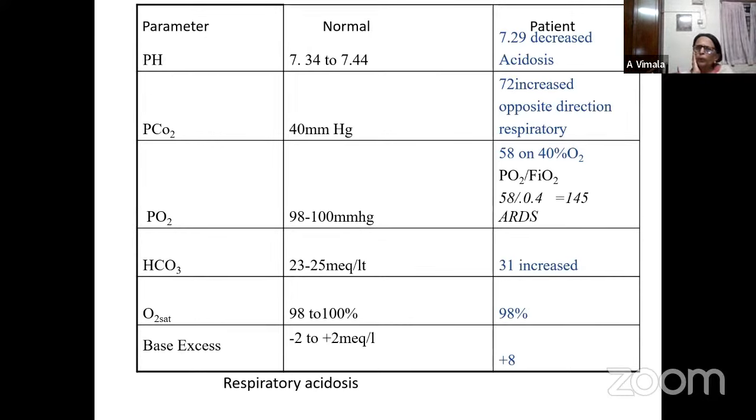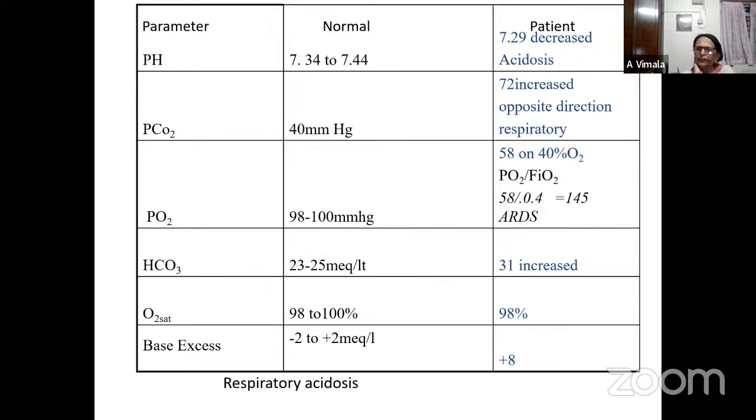So it is decreased. So we know it is acidosis, right? pH is decreased, 7.29, it is acidosis. PCO2 was 32. So we said same direction rule is metabolic, opposite direction is respiratory.